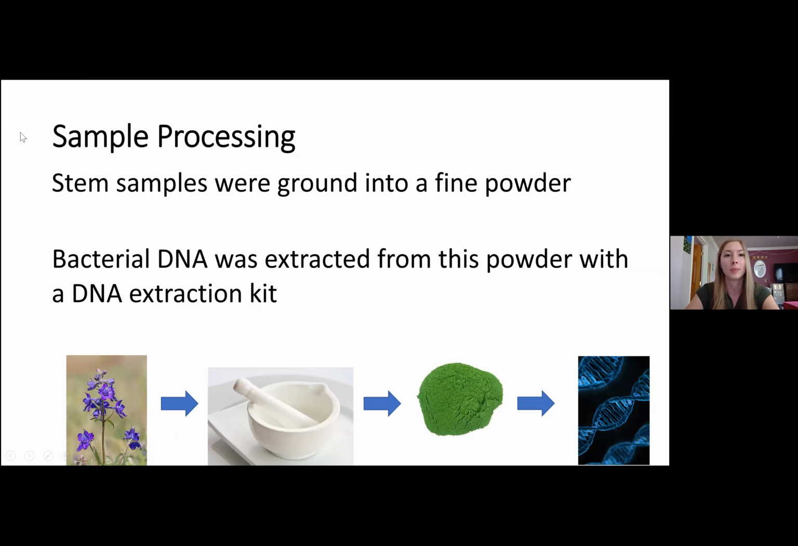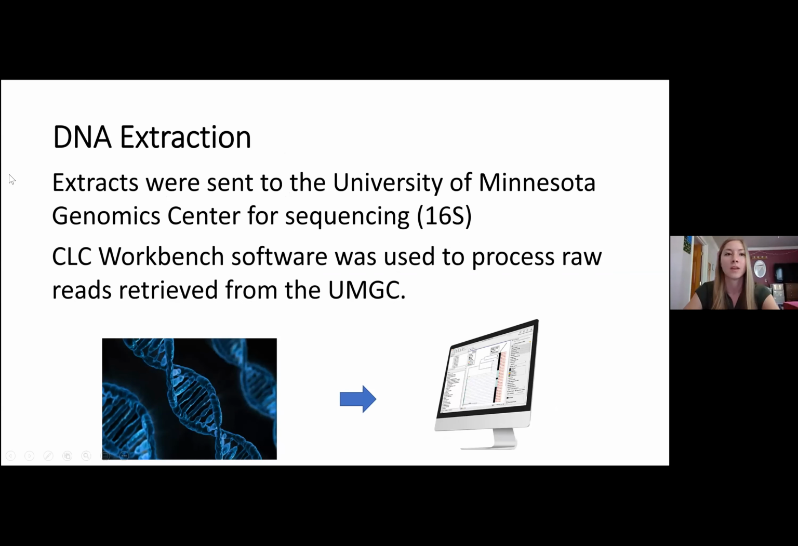In order to look at the plant microbiome, I took my stem samples and ground them into a fine powder using a mortar and pestle and liquid nitrogen. From this powder, I extracted bacterial DNA using a QIAGEN DNA extraction kit. Once I had extracted my DNA, I sent these extracts to the University of Minnesota Genomics Center for sequencing.